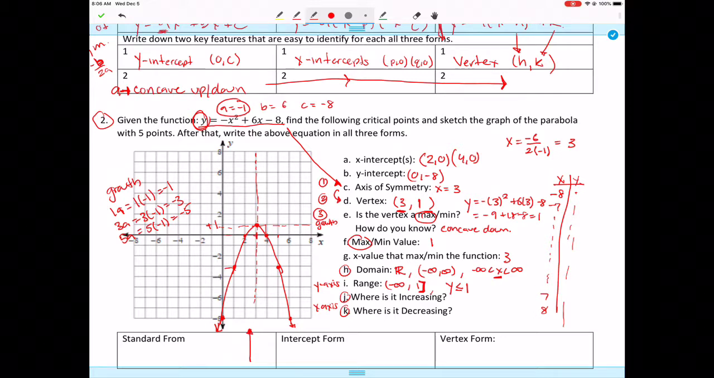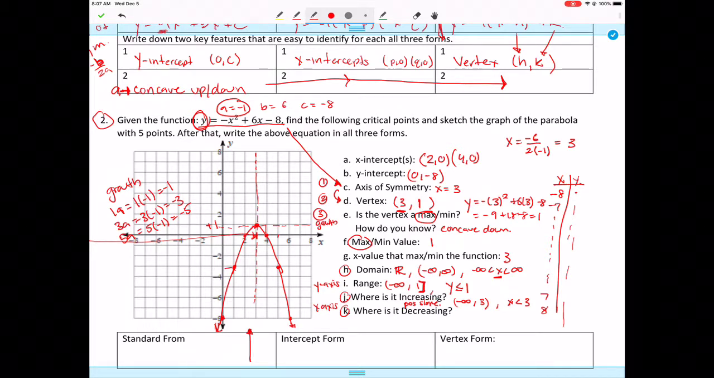Where it is increasing. So increasing, you could also say, where is the slope positive? Positive slope. Okay, so positive slope, starting from the negative x-axis, going all the way until the vertex, that is increasing. So the slope is positive all the way until you get the axis of symmetry. So you would say -infinity all the way to 3. You could also write that as x less than 3.